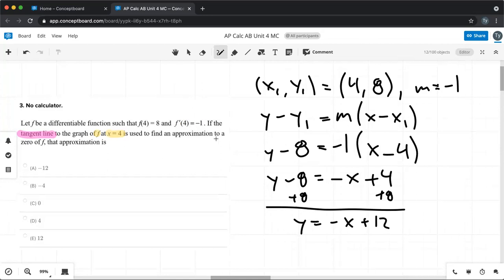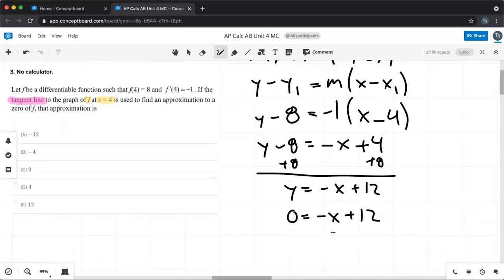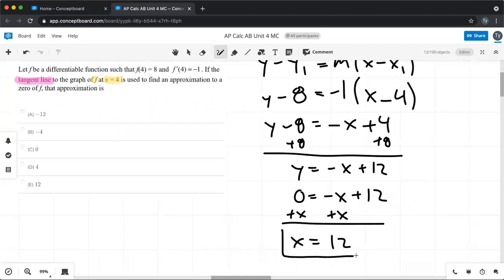Why do we need to do this? Well, we want to approximate a 0 of f. A 0 of f is where f equals 0. In other words, where our y coordinate equals 0. So all we do is set y equal to 0 for our tangent line, and then solve for x. So if I add x to both sides, I get x equals 12. So at x equals 12, our tangent line is saying that f has a 0 there. We might not actually have a 0 there. This is an approximation, but that was what we were asked to find.